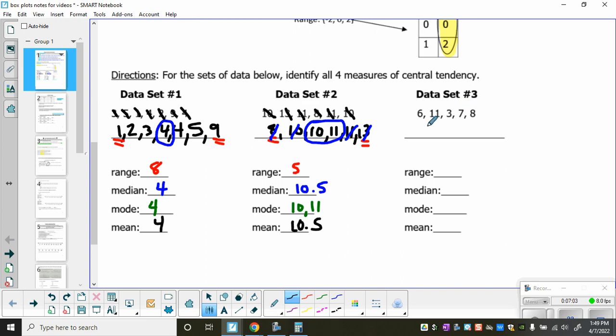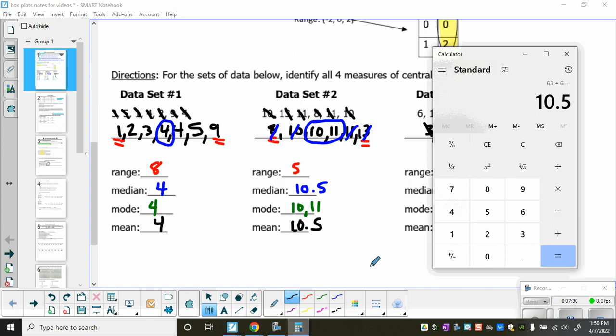So the 3 is the smallest number, then we have 6, then we have 7, then 8, then 11. And that's all of my 5 numbers here. So the range, biggest minus smallest, 11 minus 3 is going to be 8. The number in the middle, I've got a 3 and an 11, a 6 and an 8. So here we do have a true number in the middle, a 7. Now in this case, all of the numbers only occur once. So in this case, we'll put no mode. There is no mode here.